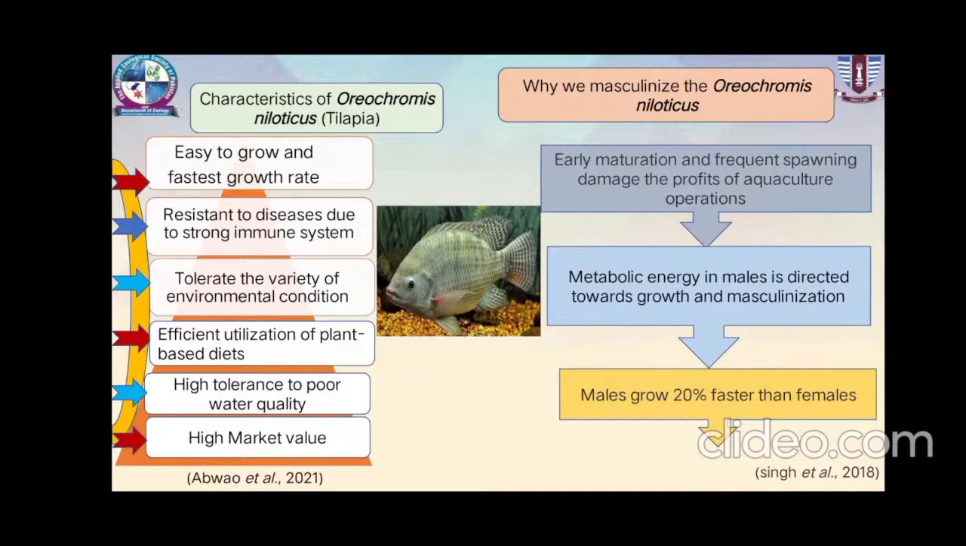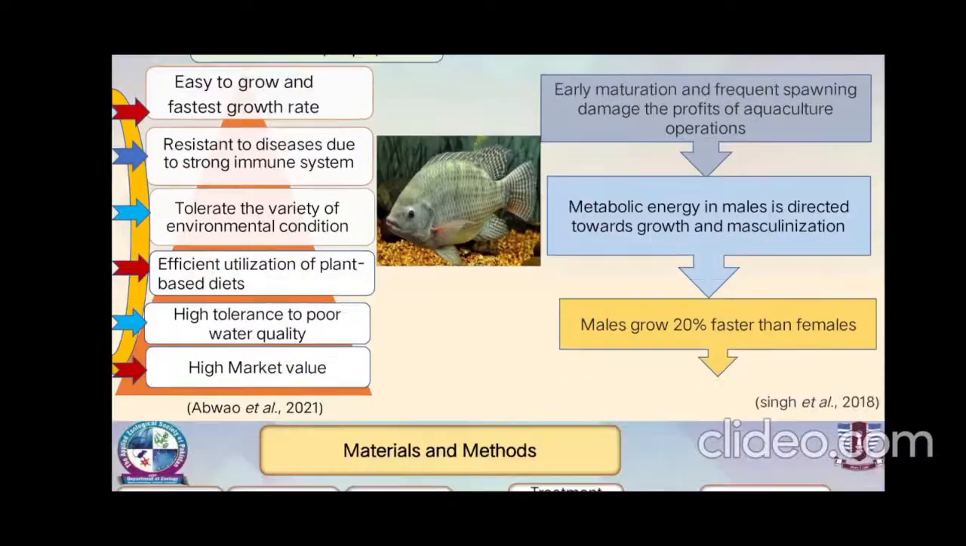Why do we masculinize Oreochromis niloticus? Early maturation and frequent spawning damage the profit of aquaculture. Metabolic energy in males is directed towards growth and masculinization. Males grow 20% faster than females.